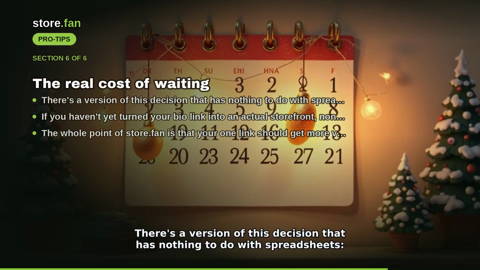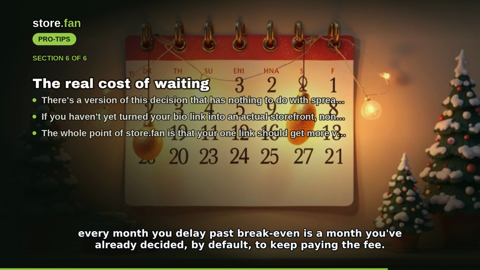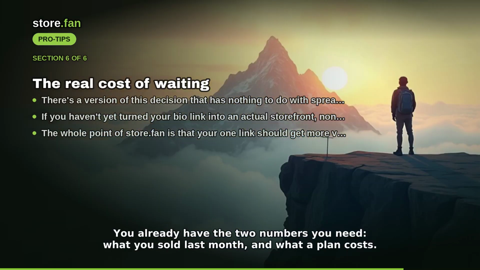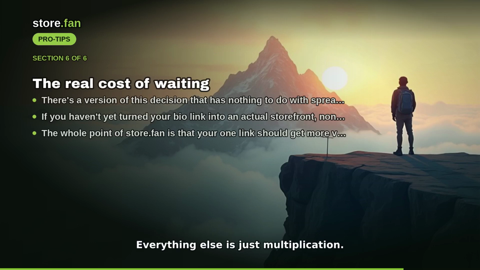The real cost of waiting. There's a version of this decision that has nothing to do with spreadsheets. Every month you delay past break-even is a month you've already decided by default to keep paying the fee. Not deciding is still a decision, just the more expensive one. You already have the two numbers you need. What you sold last month and what a plan costs. Everything else is just multiplication.